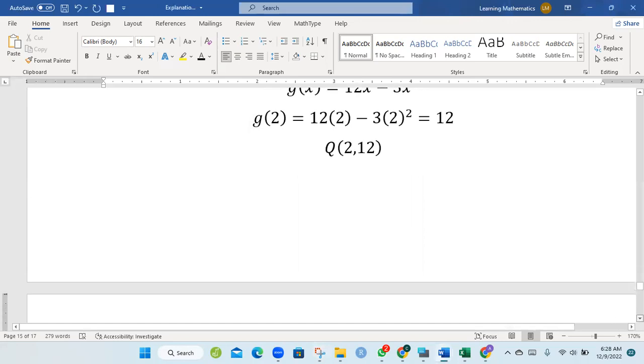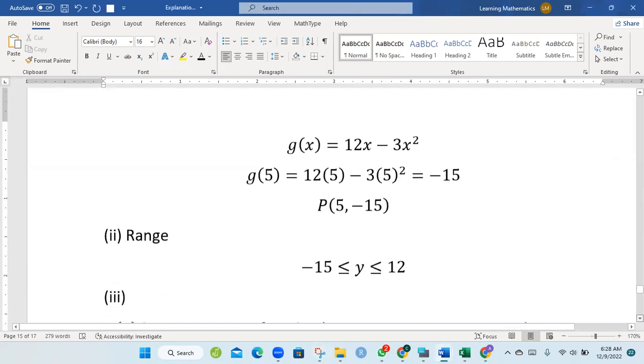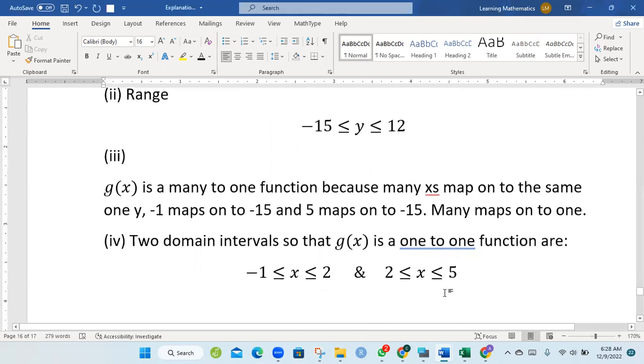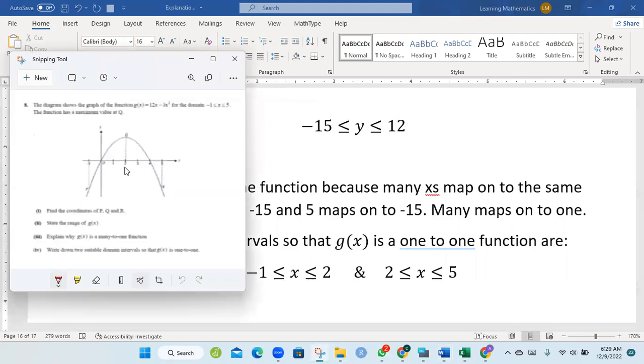Then we moved on to state 2 domains. We said why the function is many-to-one, because more than one x is going to the same y, so many going to 1. Both -1 and 5 are going to -15, so many going to 1. And two domain intervals to get a one-to-one function are x from -1 to 2, and x from 2 to 5.